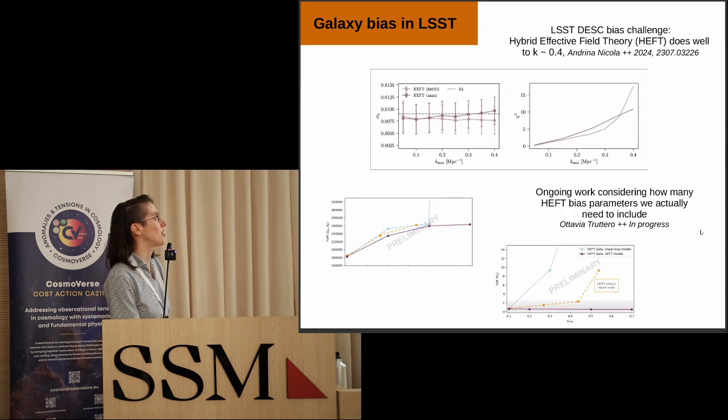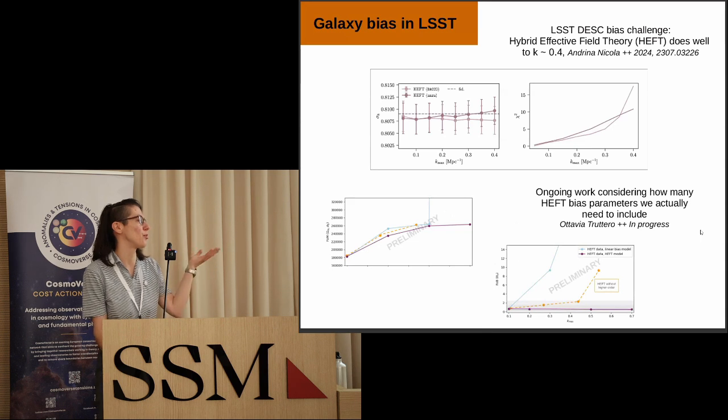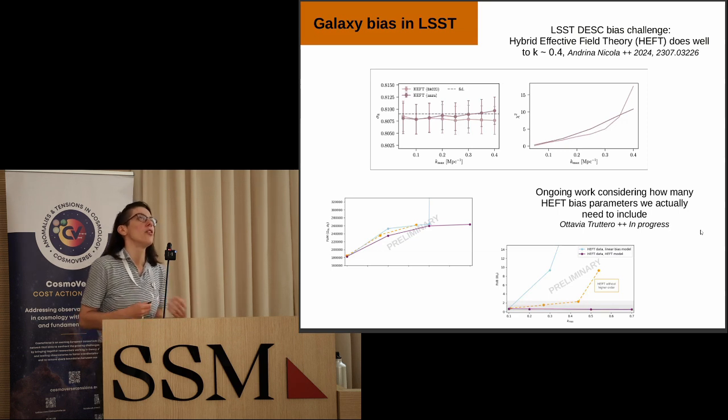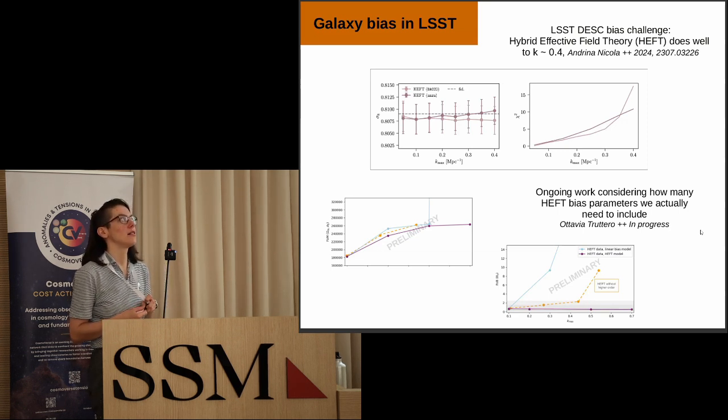Okay, so very quickly again, borrowing heavily from the work of others in the collaboration. Like I said, there was a bias challenge, looking at which models were the most appropriate given the simulated data that we had. That was led by Andrina Nicola. And what was found there was that, I should say first, in the early Stage 3, we had a lot of linear galaxy bias models, so a single galaxy bias parameter per redshift bin.